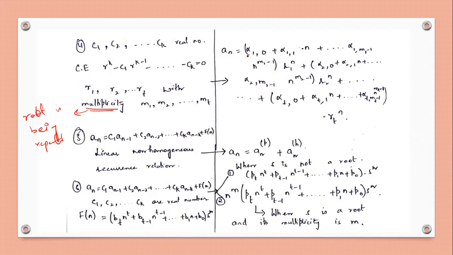Then our solution will be alpha 1 comma 0; however many times it is being repeated, we have to take that many constants, and r1 power n. Suppose our r1 is being repeated 3 times, then we have to take alpha 1 comma 0, alpha 1 comma 1 into n, plus alpha 1 comma 2 into n square. We have seen a problem with respect to this theorem, please refer back to that. So this is the formula. If R2 is being repeated only one time, then we will simply take alpha 2 comma 0 into R2 power n. That is theorem 4.